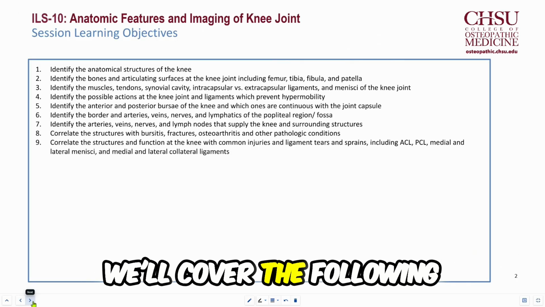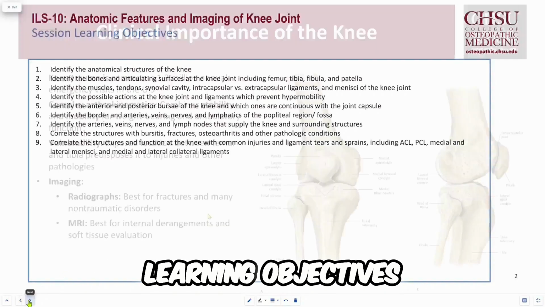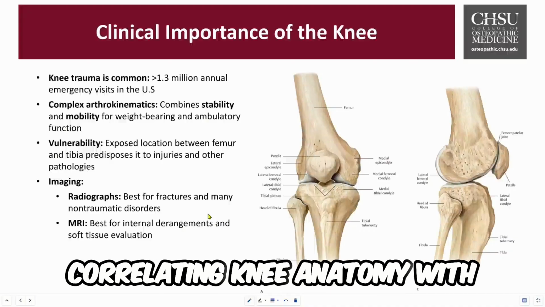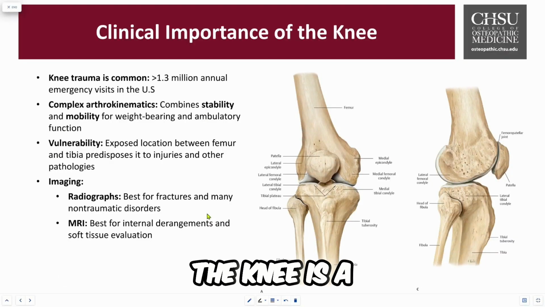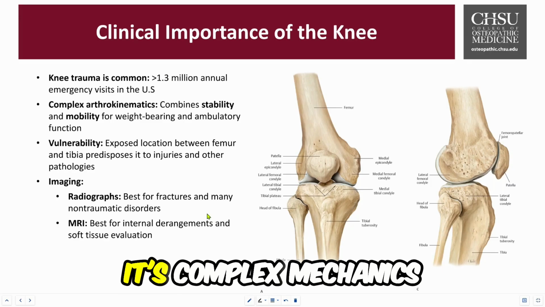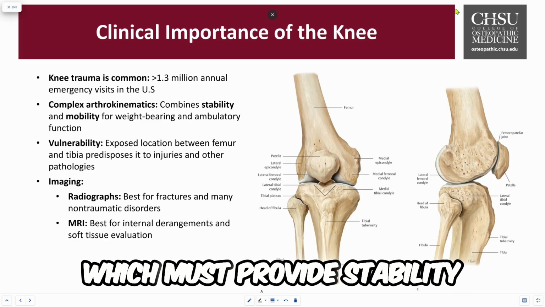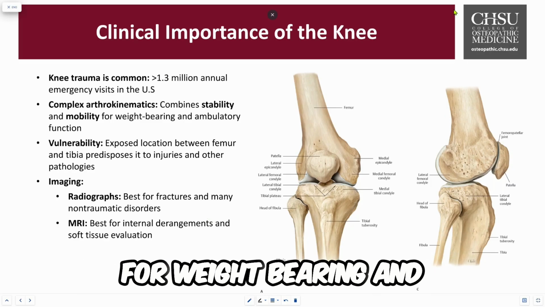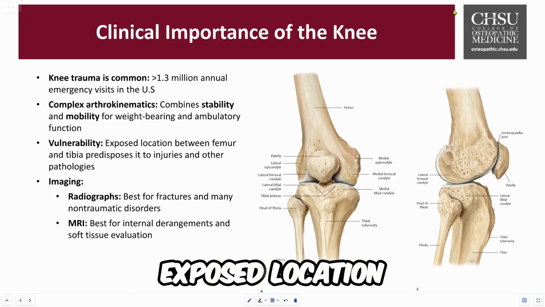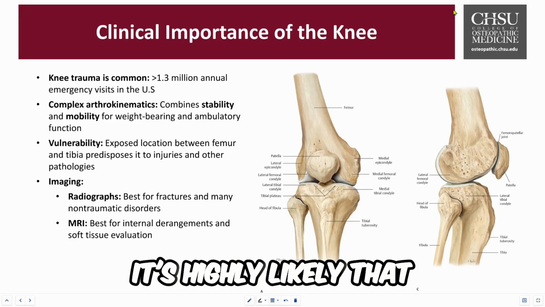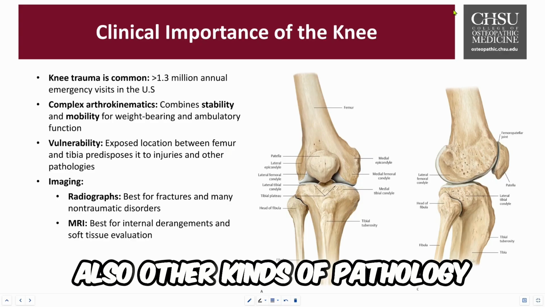In this session, we'll cover the following learning objectives. The session focuses on correlating knee anatomy with clinical conditions and imaging findings. The knee is a common site of trauma. Its complex mechanics must provide stability for weight bearing and mobility for walking. Combined with its exposed location, it's highly likely to get injured and develop other kinds of pathology.